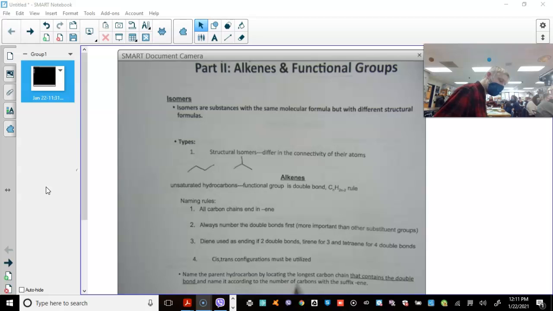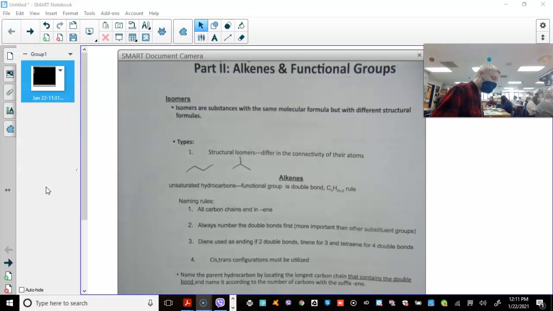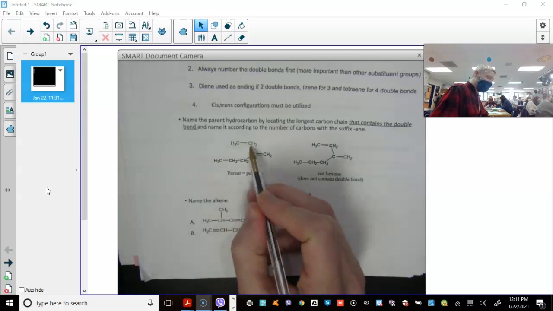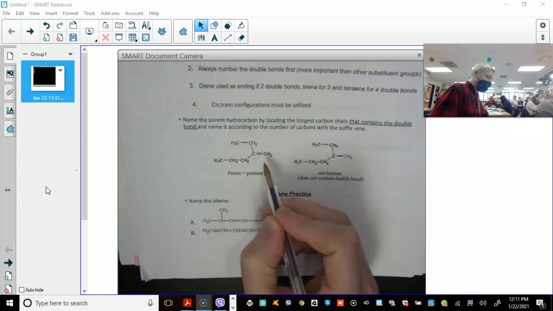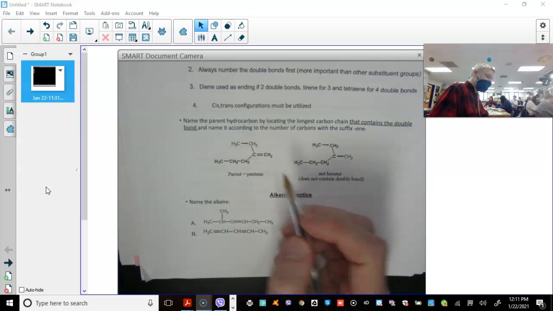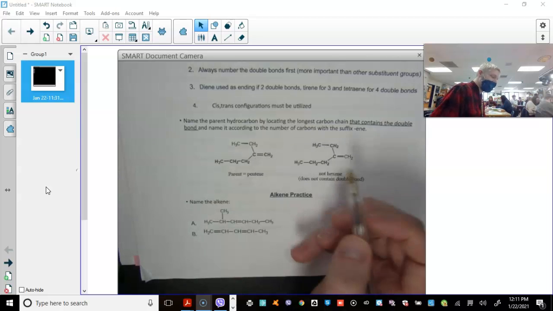All right. Name the parent hydrocarbon by locating the longest carbon chain that contains the double bond. So key word, contains the double bond. So the longest carbon chain is not 1, 2, 3, 4, 5, 6. It's got to hold the functional group that's trumping everything. You would think 1 through 6 is the longest chain. It's not, because it doesn't have that double bond in it. So we got 1, 2, 3, 4 or 1, 2, 3, 4, 5. I'm thinking the 5. So this is not pentane. It's pentene, because there's a double bond in there.